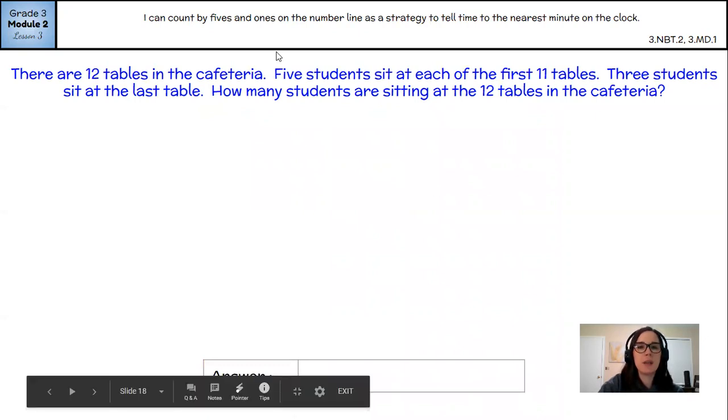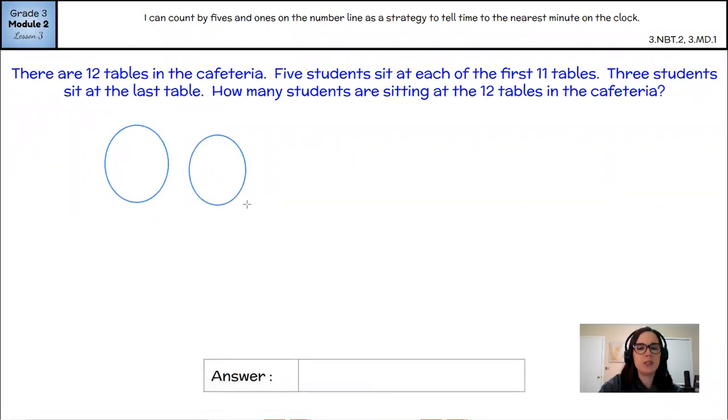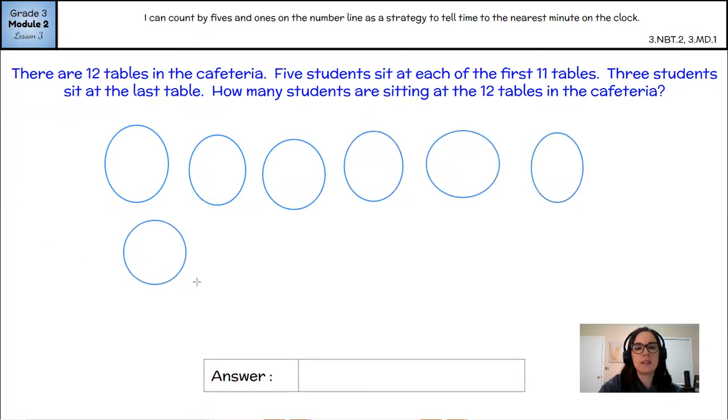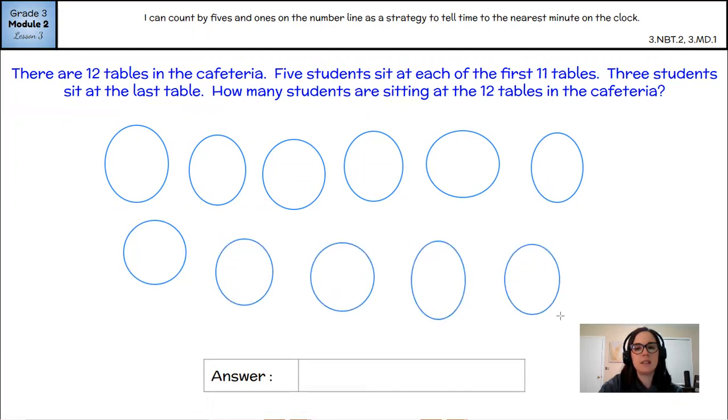Okay, so let's make a picture to represent this. There are 12 tables. 1, 2, 3, 4, 5, 6, 7, 8, 9, 10, 11, 12 tables. 5 students sit at each of the first 11. Okay, so I'll use each star to represent a student. 1, 2, 3, 4, 5.